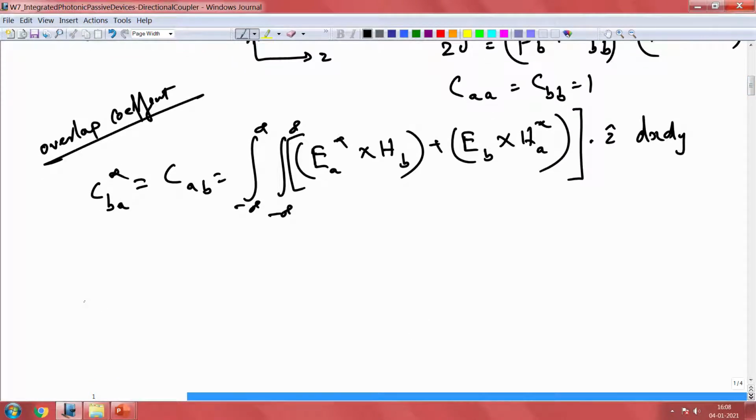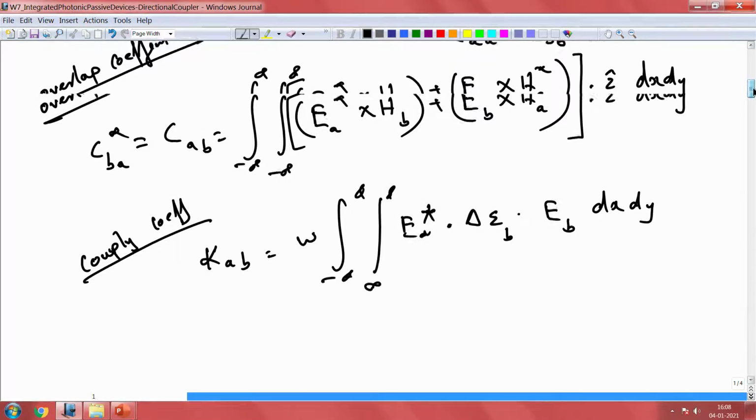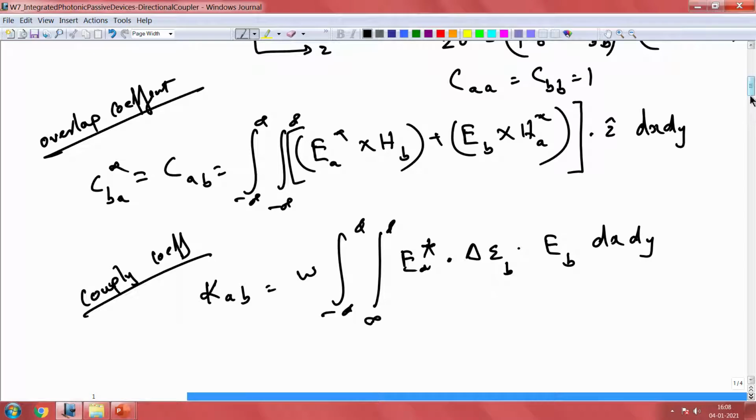So, let us look at the coupling coefficient. The coupling coefficient kappa AB is nothing but the integral of EA dot delta epsilon of B and EB dx dy. So, this is our coupling coefficient. The other one was the overlap integral, this is the coupling coefficient. There is nothing new here, we have seen this earlier as well when we discussed mode coupling.